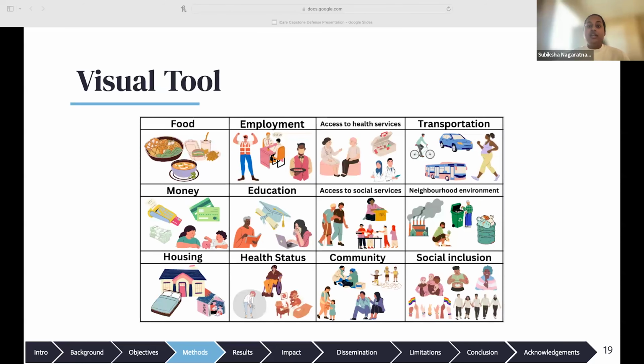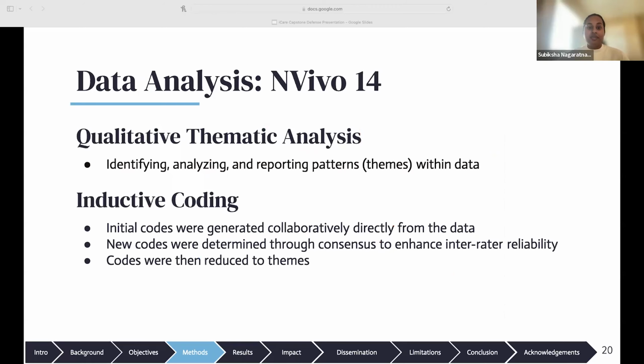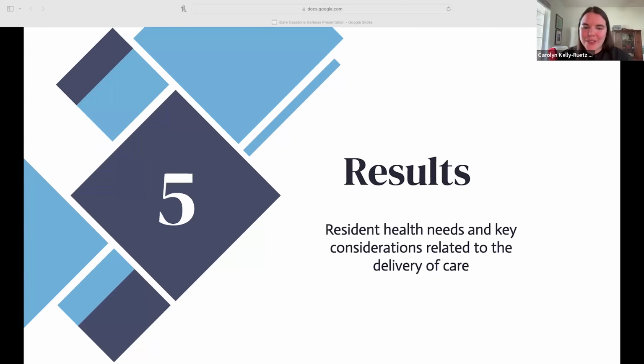Additionally, to aid in comprehension during interviews with residents, we created a tool to visualize the social determinants of health for residents with limited English and health literacy. Interview transcripts from all participants were analyzed on NVivo 14 through qualitative thematic analysis and inductive coding, where themes were generated directly from the data. We're now going to go through the results of our research.